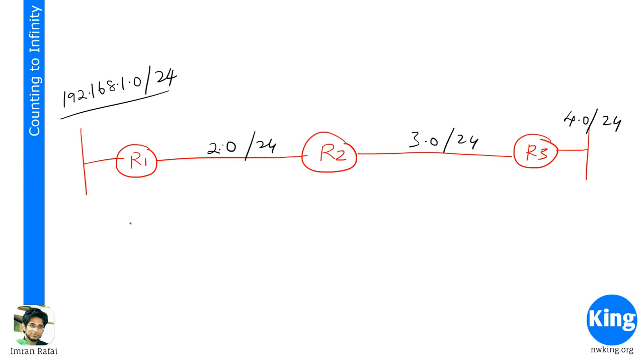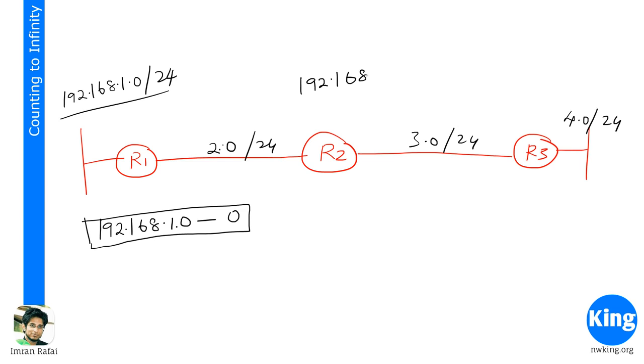So in R1, the routing table should have 192.168.1.0 with a hop count of 0, right? This is how the routing table at R1 would look. In R2, the same route would be 192.168.1.0 with a hop count of 1, right? So we know from our last video that the hop count keeps increasing, right? So when R2 sends an update to R1, R1 will add, right?